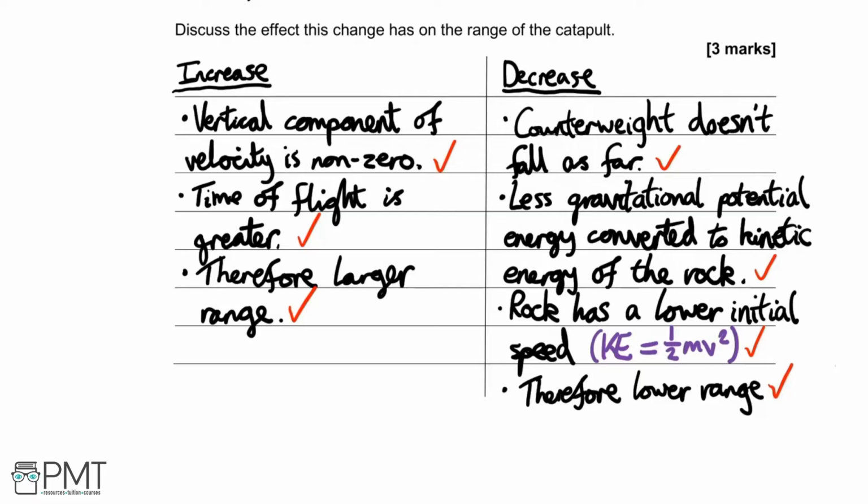You can also include the argument that there's an increase and a decrease, and therefore the range is unchanged, or it's difficult to determine the range because you've got 2 contradictory changes, and that would get you 3 marks as well. But you would need to conclude that either the range is unchanged or you have an indeterminate answer. So 3 marks there.